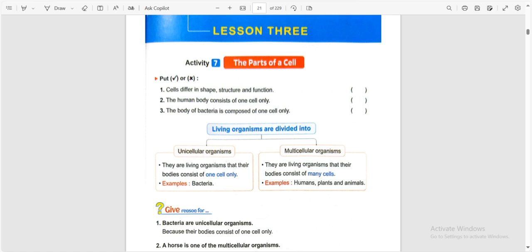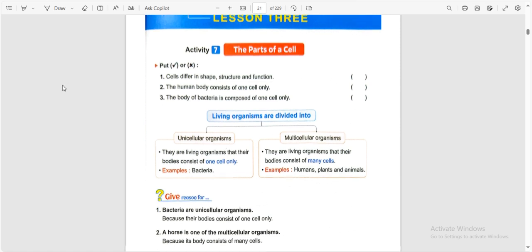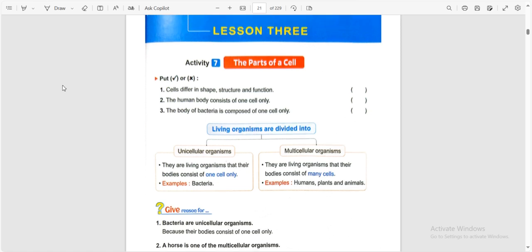We continue our explanation of the science curriculum for primary 6 for the first term. And in the last video we talked about how the cell is a system, and we got to know that the cell is the main building unit of all living organisms' body, and we also knew that living organisms can be divided into unicellular organisms and multicellular organisms. So this is where we begin for today's lesson.